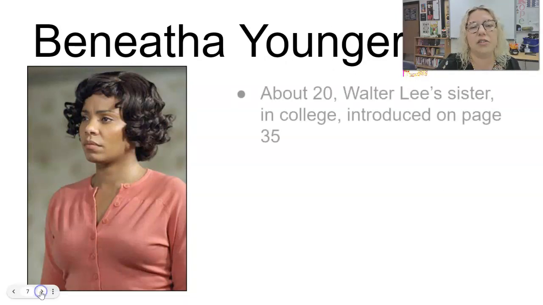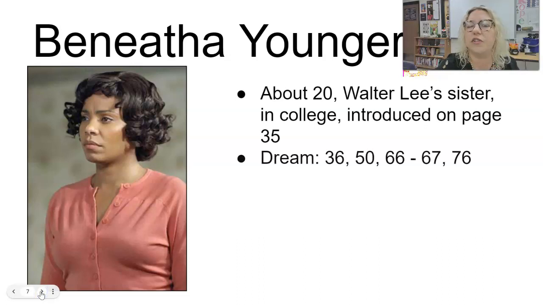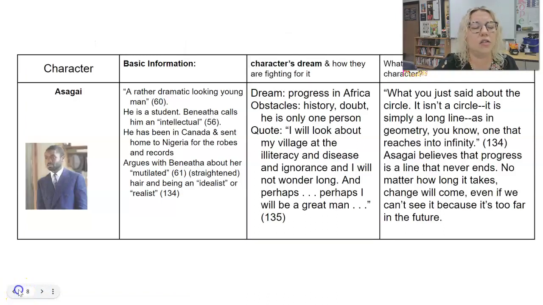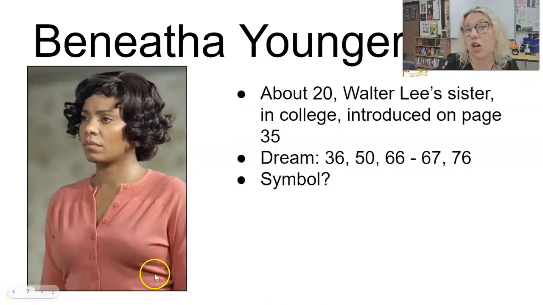Beneatha is our last character you can choose from. She's about 20, Walter Lee's sister. She's in college. She's first introduced on page 35. For her dream, check page 36, 50, 66 to 67, or page 76. A symbol for her, well, maybe it's going to college. Maybe it is the guitar that she carries around a lot. Maybe it is the books that she has to pack and she talks to people about. There could be a lot of different symbols that you could use for Beneatha.